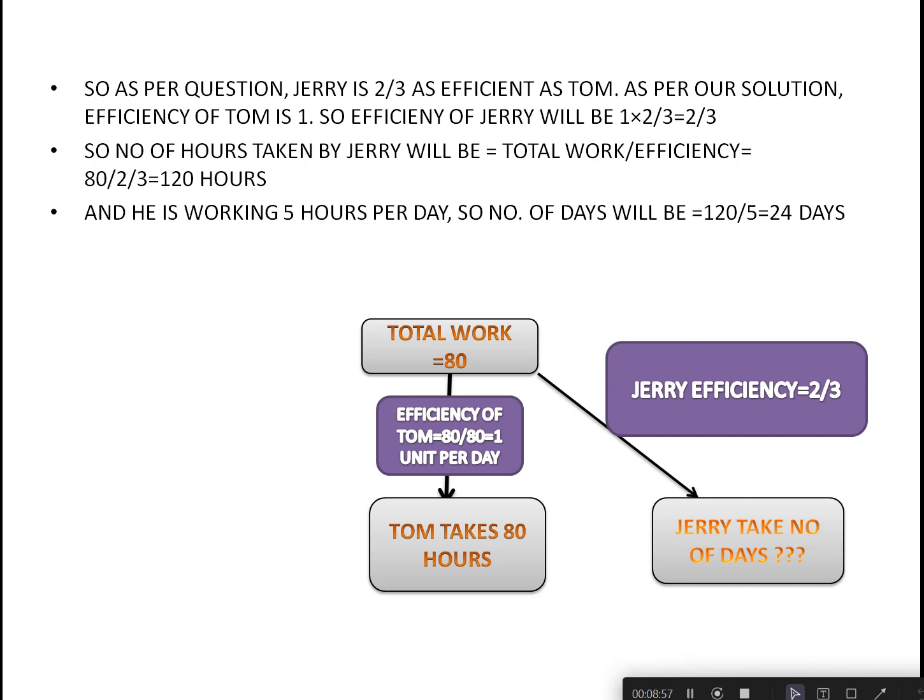And he is working 5 hours per day. So the number of days will be 120 divided by 5. That will be equal to 24 days. So option D will be the correct answer. Next, let's go to the next question.